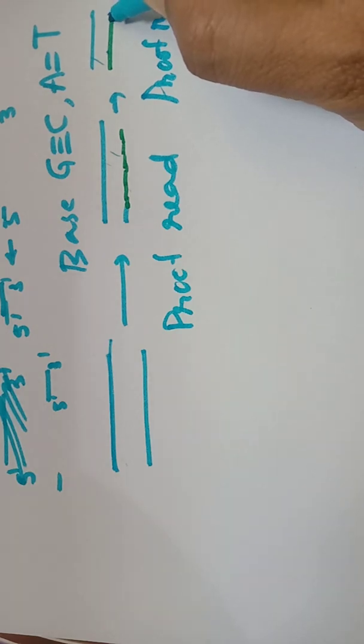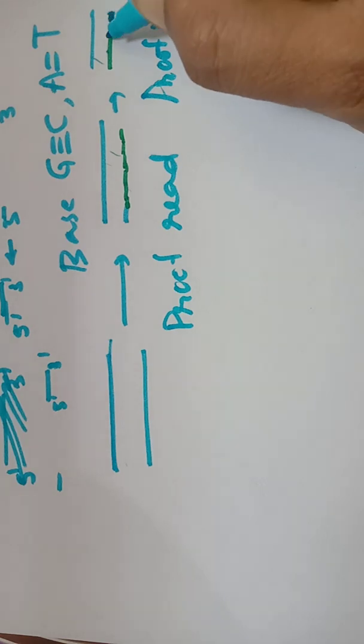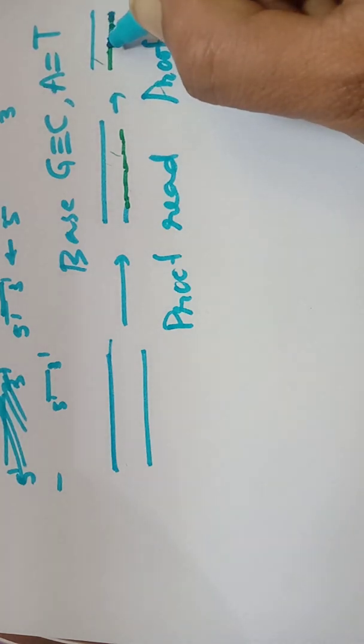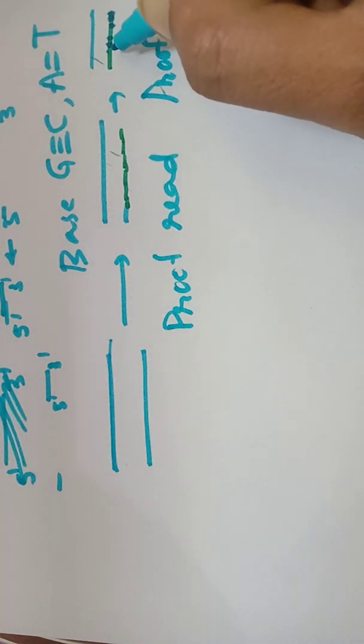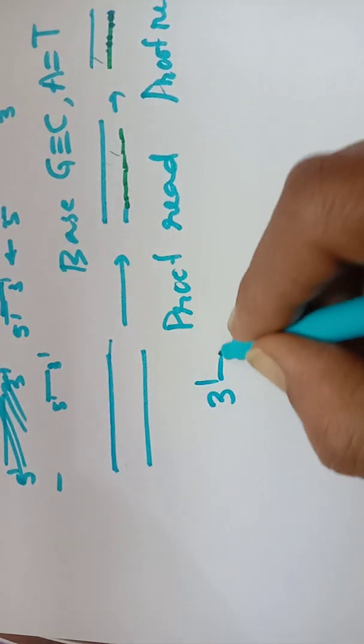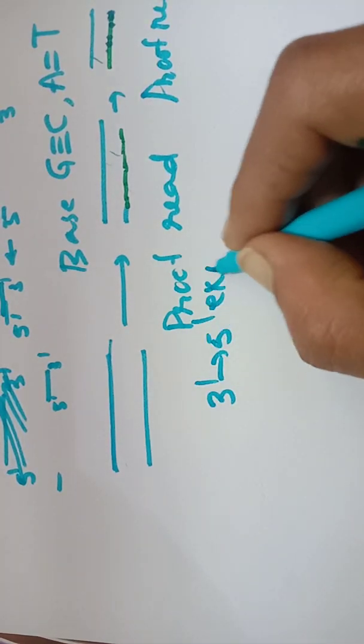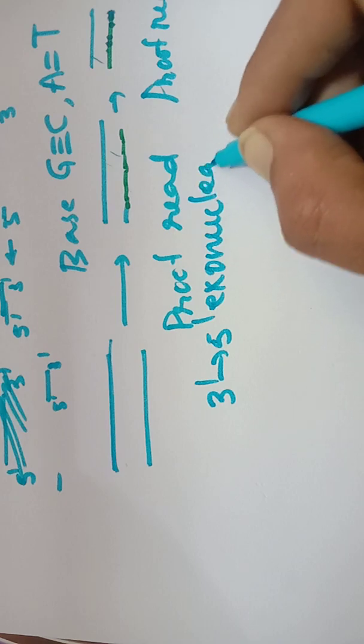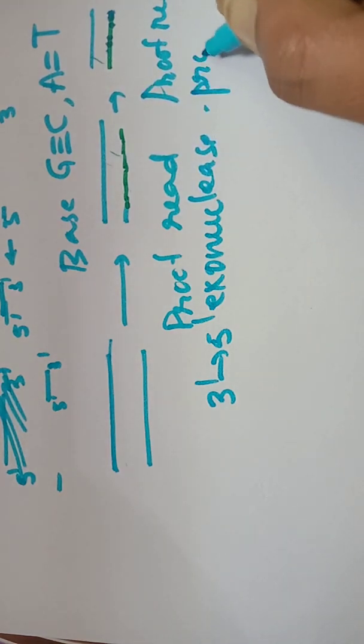From here it will come and check: is there any mistake here? Is there any mistake here? And it will do the exonuclease activity. So that's why the 3 prime to 5 prime exonuclease activity is also known as the proofreading activity.